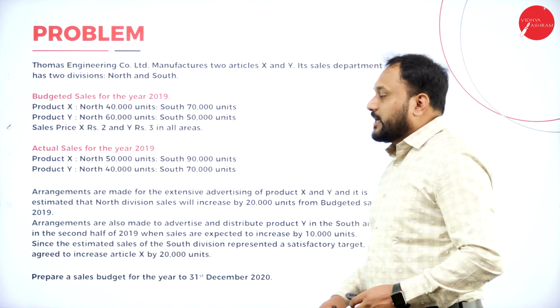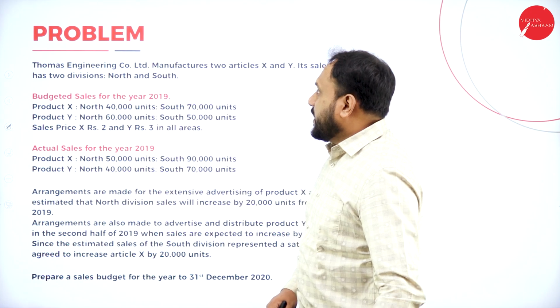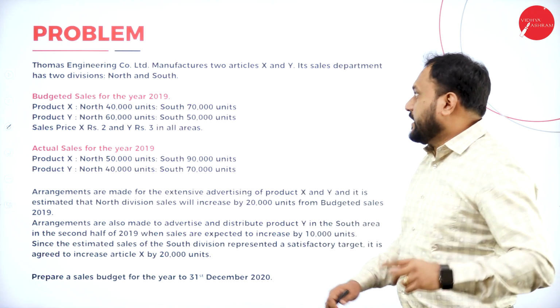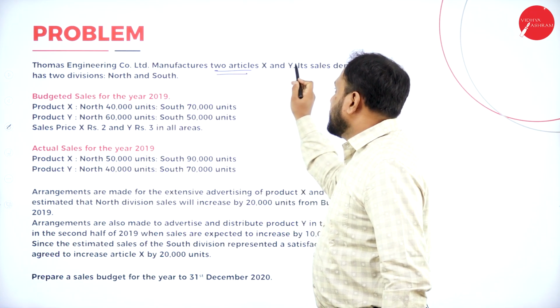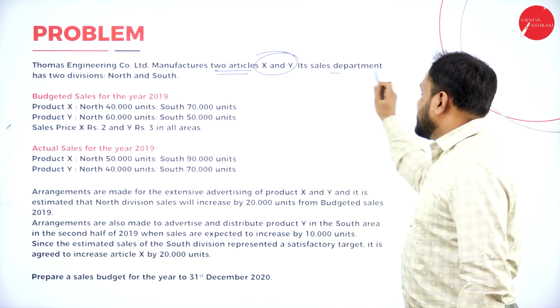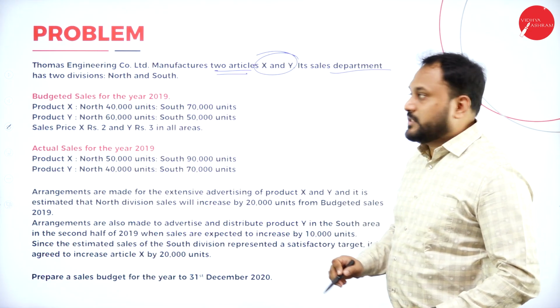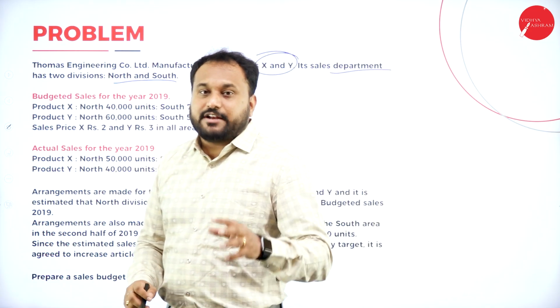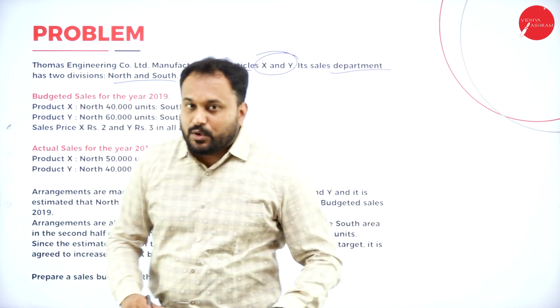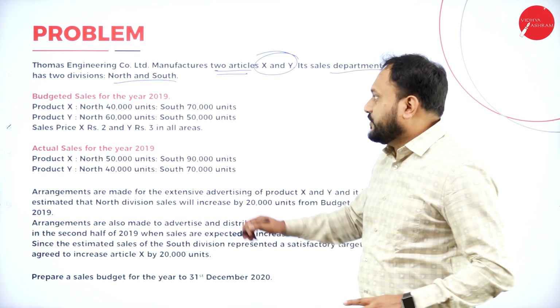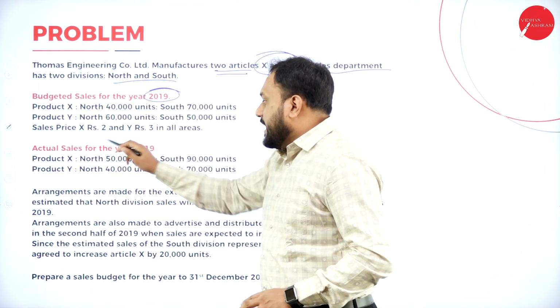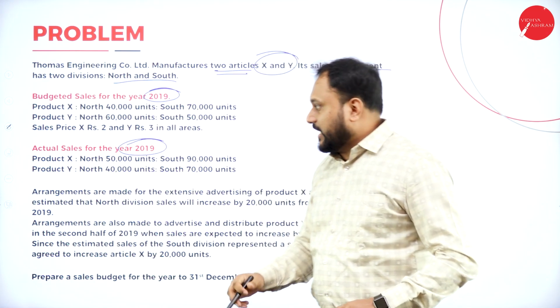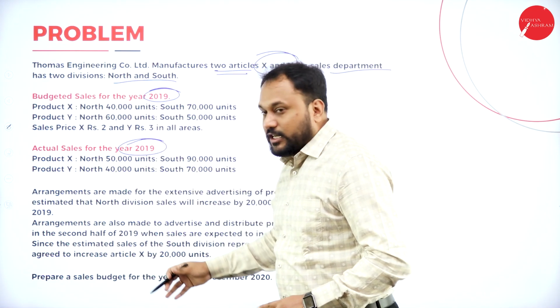Next problem is all about Thomas Engineering Company Limited, which manufactures 2 articles. That means here they have 2 articles that are X and Y. It sells through departments and has 2 divisions, that is north and south. So we have divisions, we have products, and we have the question with us. What exactly is the question? Budgeted sales for the year 2019 they have given, actual sales for 2019 they have given, then they have given X and Y, all these things.